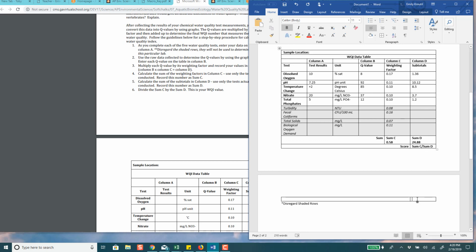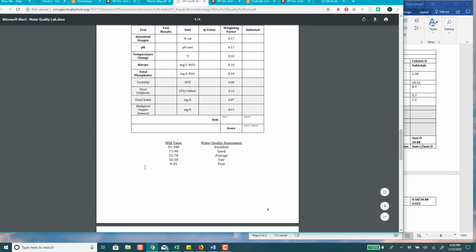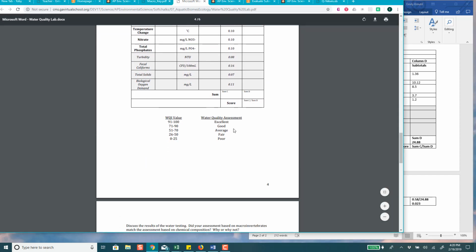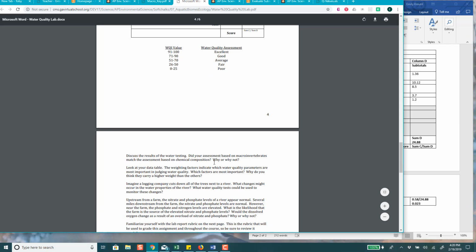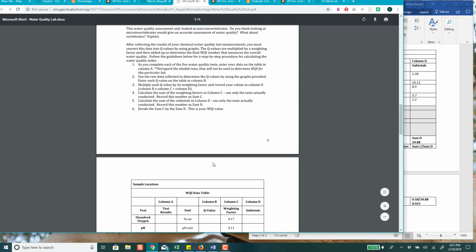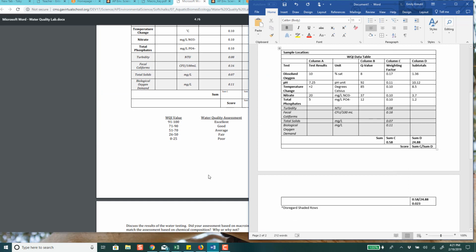So now we're going to take summed C and divide it by summed D. That will give us a number, and then we can look on the lab and it'll tell us if that number means we have poor quality water or excellent water or whatever. Now if you look here, it says if you're 0 to 25 you have poor water quality. Remember, our animals showed that we had excellent water quality, and this is showing that we have poor water quality. That's because I made up the numbers, right?